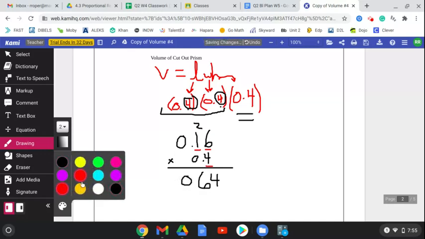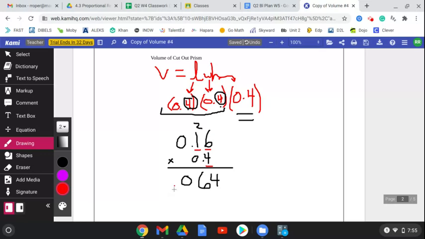Now I can see a little bit clearer that I should have these 3 digits after the decimal, right? 1, 2, 3 digits after the decimal. And so this is 0.064. That is the volume of the cut out prism.